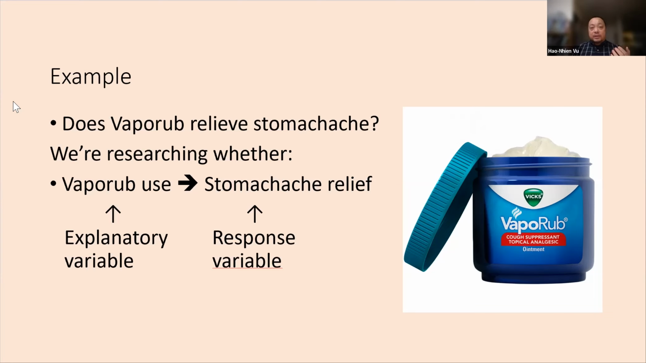And vice versa, if you had stomachache before and now you no longer have it, your friend says, wow, how come you no longer have stomachache? And you say, because of Vapor Rub. Your friend wants an explanation and you say it's Vapor Rub. So Vapor Rub is the explanatory variable.